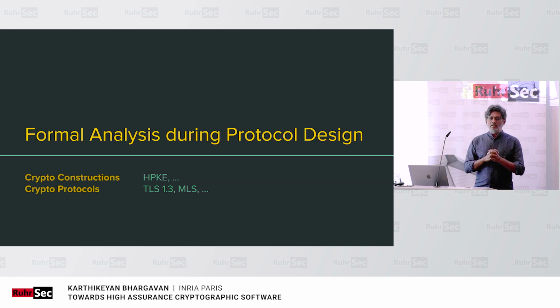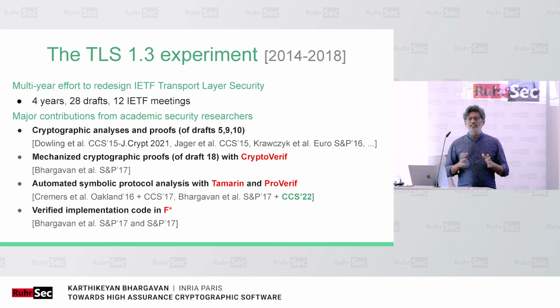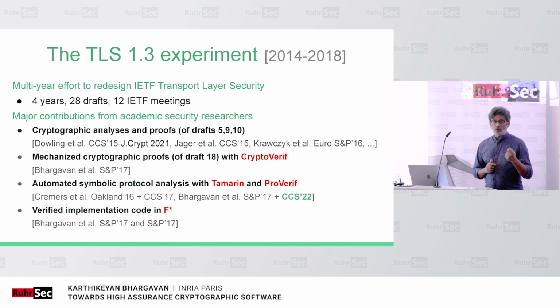So let's take that lesson and ask, what does it look like when you try to do formal analysis of your protocol already in the design phase, whether you're doing a construction or a protocol or whatever? The best example of this, of course, is what you call the TLS 1.3 experiment. Between 2014 and 2018, there were a bunch of groups, including groups here at the University of Ruhr, who contributed to the design, analysis, and attacks on TLS 1.3 before it was even standardized. They were analyzing early draft versions of the standard, and there were all kinds of analysis: cryptographic attacks and proofs, and mechanized proofs, which were done using the tool called Cryptographic.